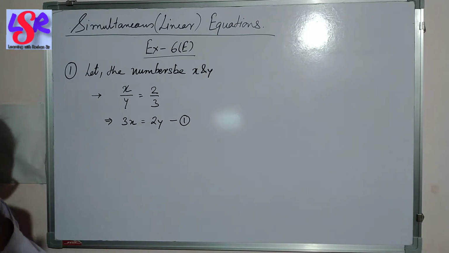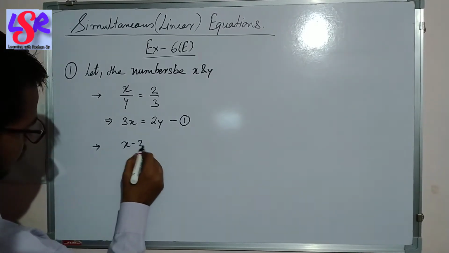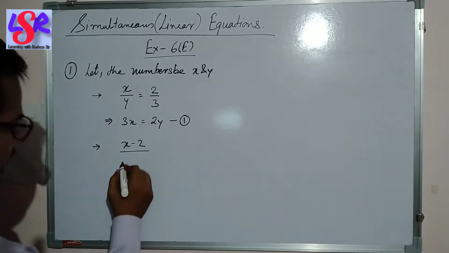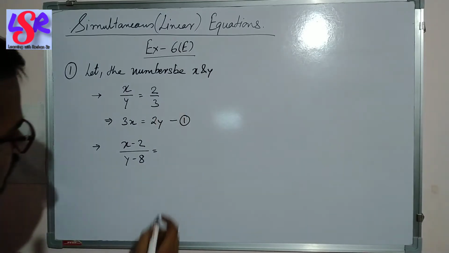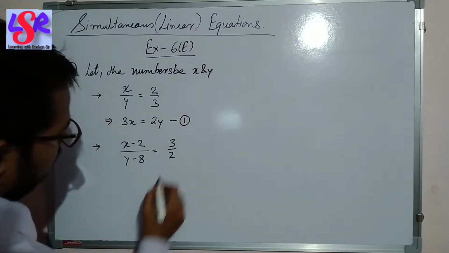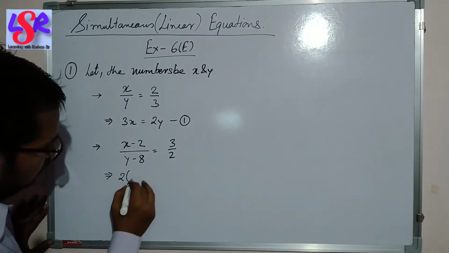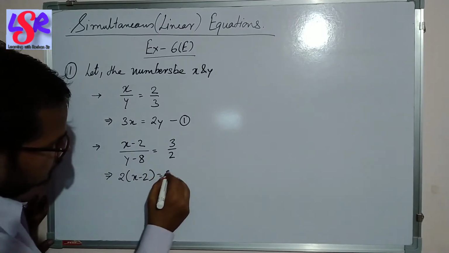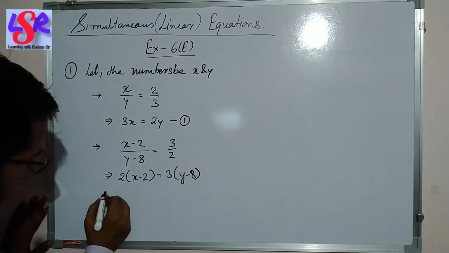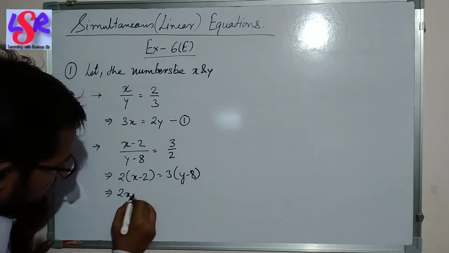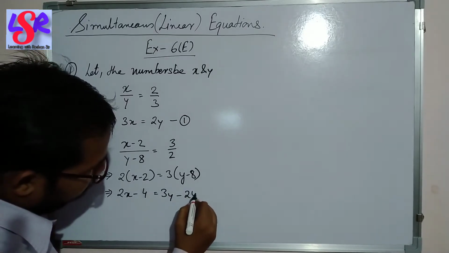And in the second equation we have 2 subtracted from the first, that is x minus 2, and 8 from the second, that is y minus 8, and this equals the reciprocal of the previous ratio, that is 3 upon 2. Now we do the cross multiplication, and we get 2 into x minus 2 equals 3 into y minus 8. Now open the bracket and this will be 2x minus 4 equals 3y minus 24.